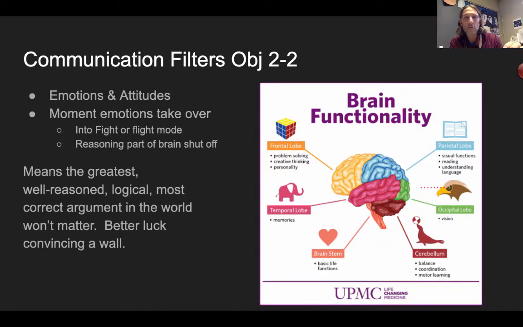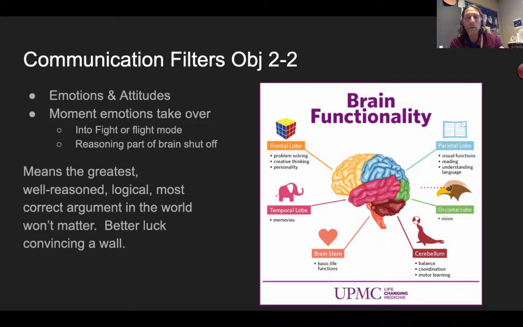Emotions and attitudes. The moment that emotions take over, our brain turns into fight or flight mode. And the reason that this is important is the reasoning part of our brain shuts off when that happens. That was because of survival. So when we're dealing with someone who is, again, highly emotional, they're upset, or they have a very strong negative attitude, no matter how well-reasoned, logical, correct you might be, it doesn't matter. They're not going to listen.